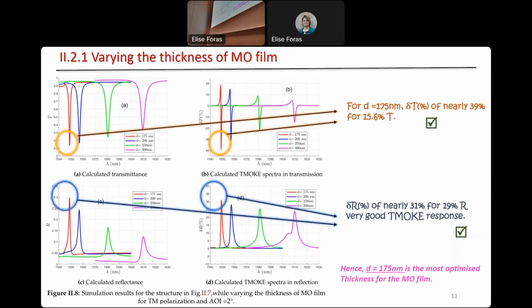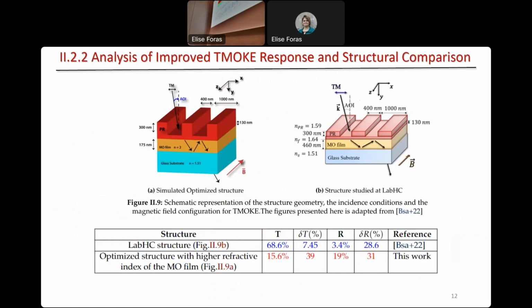As you can see, when I vary the thickness of my magneto-optical film, I get a very nice transmission dip and a very good value of TMOKE in transmission. Likewise, I got a very good value in reflection. Hence my job was to optimize the structure. For this particular thickness, I got very interesting results. These were the original results published at Laboratoire Hubert Curien, and these were my simulation results. You can see that the reflection we are observing is 19%. So if we use these structures in magnetic field detection and sensing, the sensing would be really nice. As you can see, the improvement is there. We can easily sense, and the TMOKE values are also very nice.